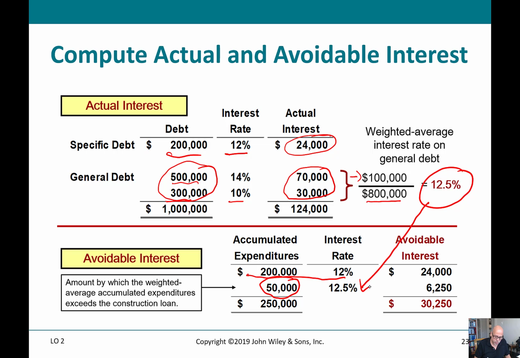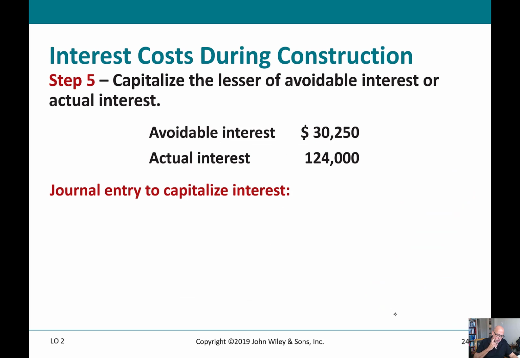We apply that interest rate to the amount of weighted average of accumulated expenditure in excess of the 200,000. We add those two numbers together. That's the amount of interest we're thinking of capitalizing here. However, our final step is we can't capitalize more interest than our actual interest cost. And so when we compare our actual interest, it's the 24,000 on the borrowing plus the 100,000 on all other borrowing, right? That's where we get the 124.